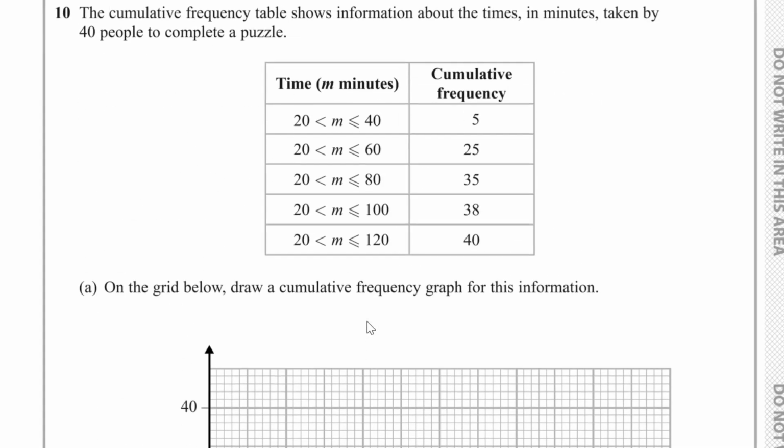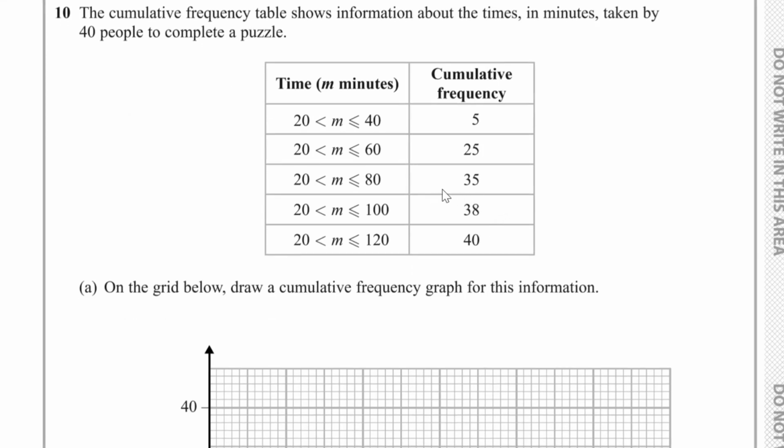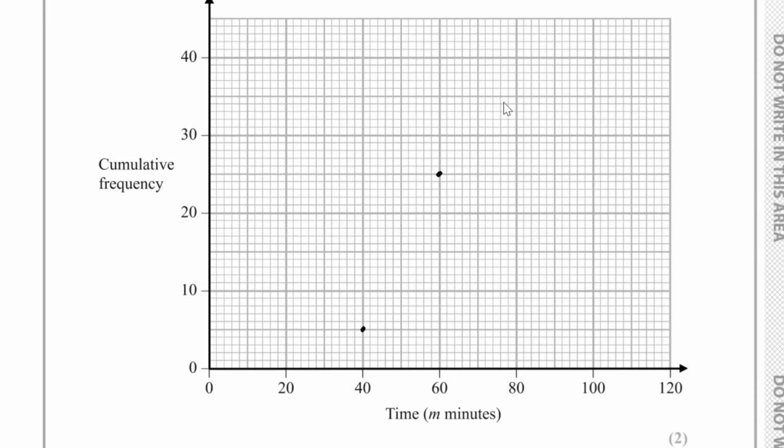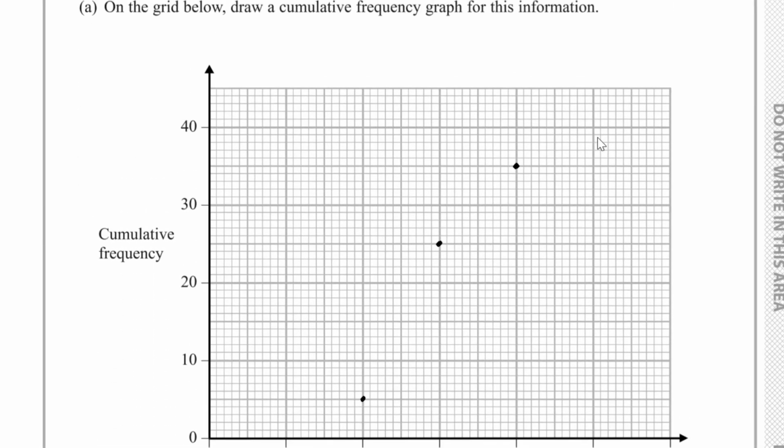And then 60 we have 25, so 25, that's over here. And then for 80 we have 35, so 80 we have 35 over here. And then 100 we have 38, so 38, that goes here somewhere. And then 120 we have 40. So now our next job is to join these points up with a smooth line. So we have something looking like this.